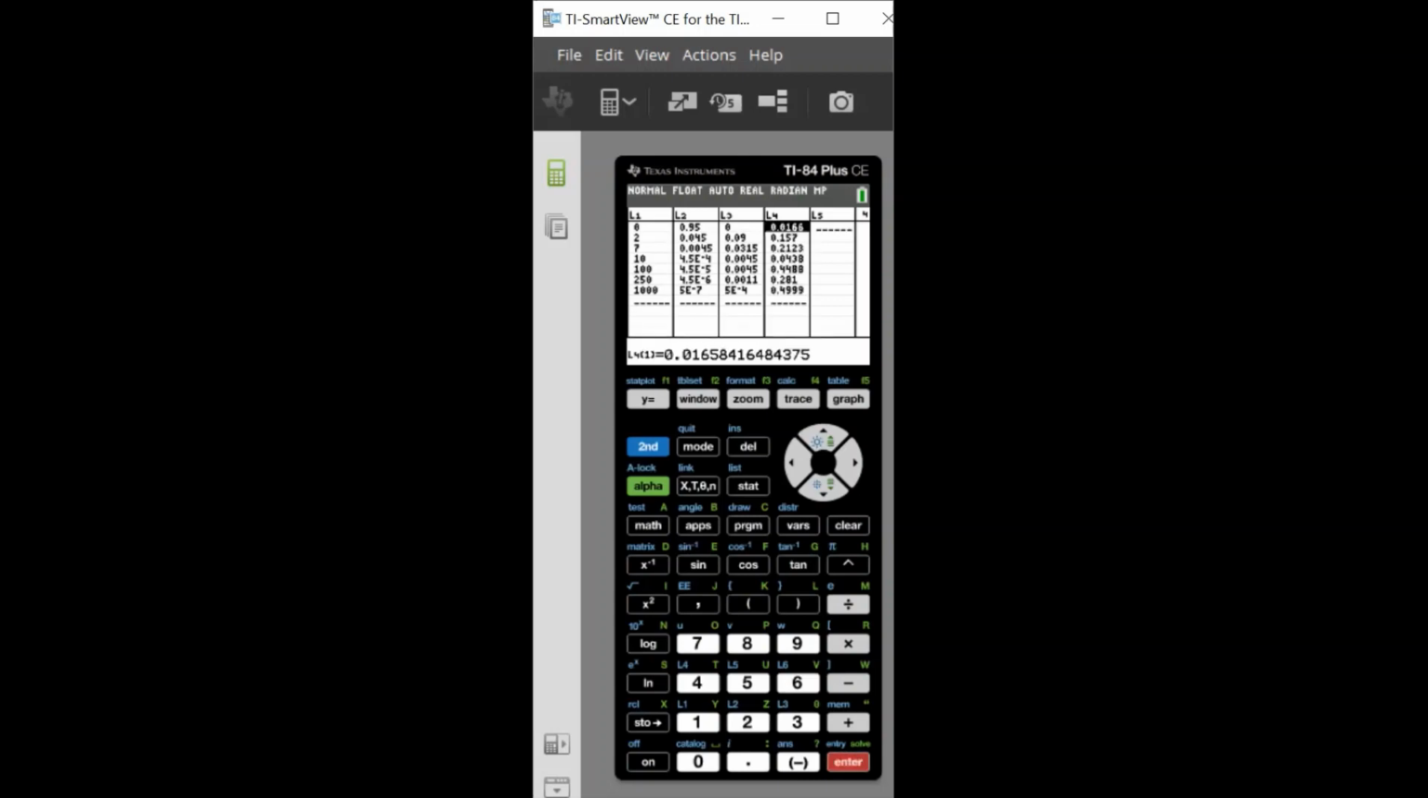For the variance, I need to take the summation of all the entries in L4. Let's go to stat again, select calc, select one variable stats, hit enter. This time I have to define list as L4, second, four. Now the list is L4. Skip frequency list, select calculate, hit enter. We said the variance is the summation of all the entries in list L4. Therefore, the variance should be sigma x, which is equal to 1.6593, approximately.